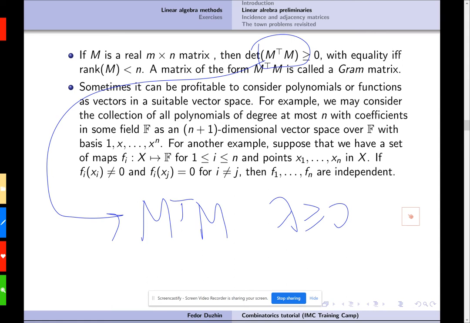If the rank of M is strictly less than n, then the determinant is going to be 0, so some eigenvalues are going to be 0. And if the rank of M is equal to n, then all eigenvalues of the Gram matrix are strictly positive.